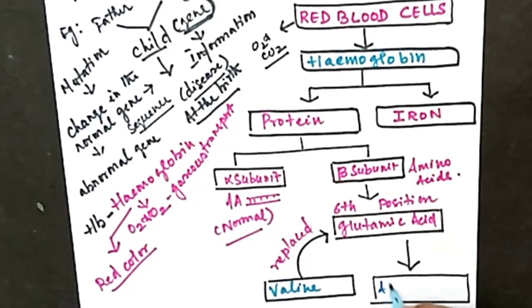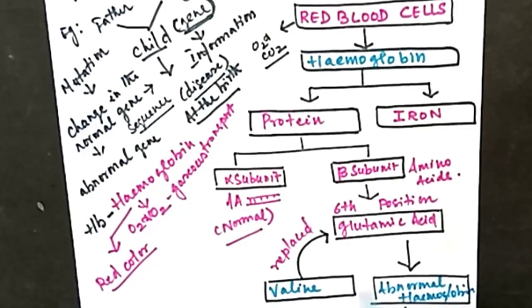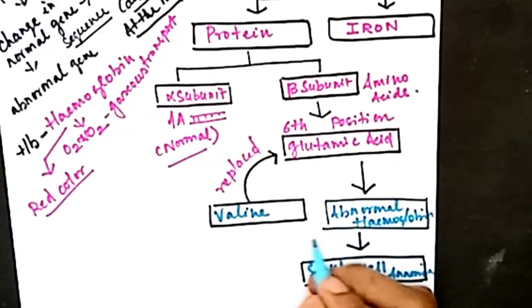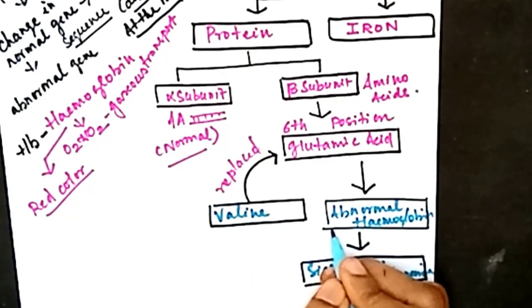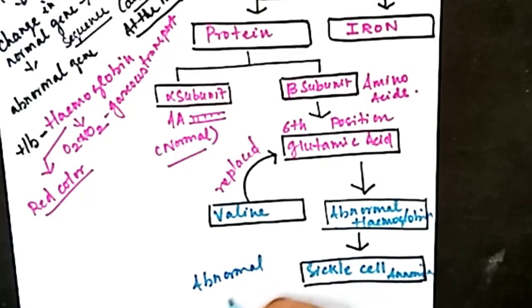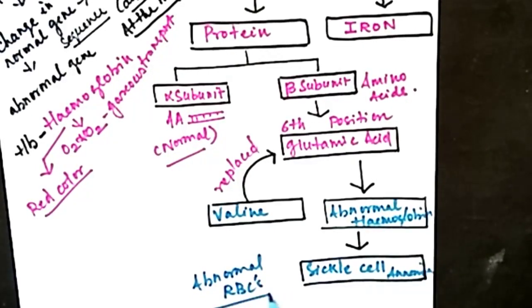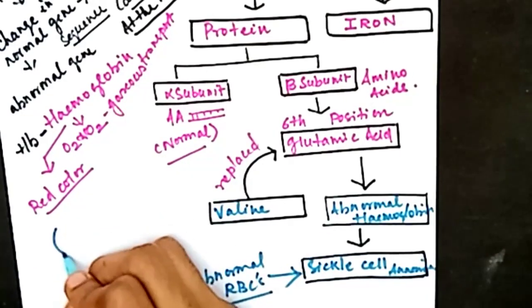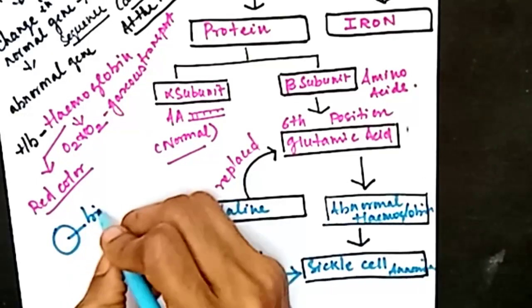Abnormal hemoglobin is formed because the normal chain pattern is disturbed. When there is abnormal hemoglobin, you will not have normal RBCs, you will have abnormal red blood cells, resulting in sickle cell anemia. What is the shape of the normal RBC? It is disc shaped, a biconcave disc.